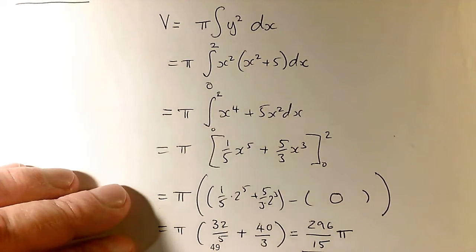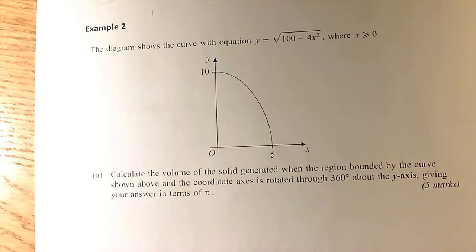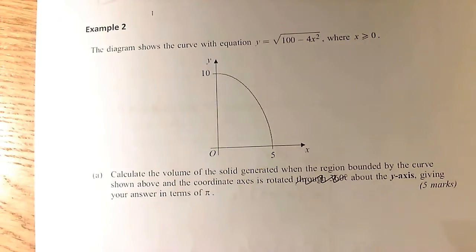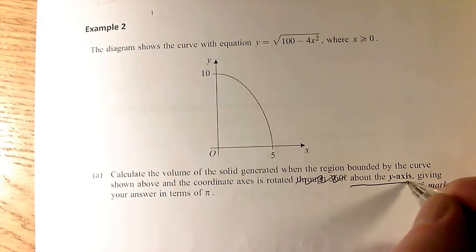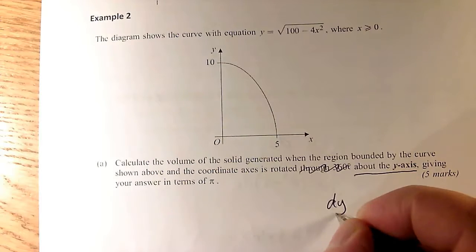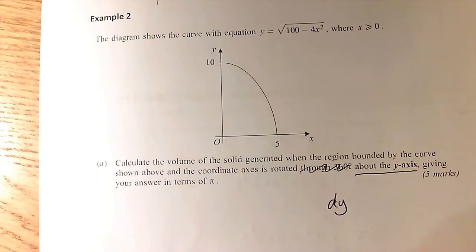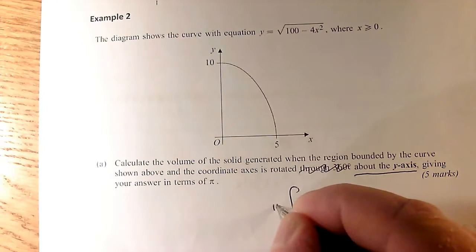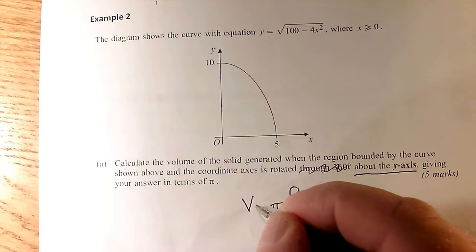Okay, and on the next page we've got another question, and again it tells me it's 360 degrees. I don't care, it's always 360 degrees, but I do care that it's about the y-axis. So I need an integral ending in dy. So I've got to do the integral of, well, it's not y, it's got to be x squared dy, and it needs a pi in front. So that's my volume formula now.